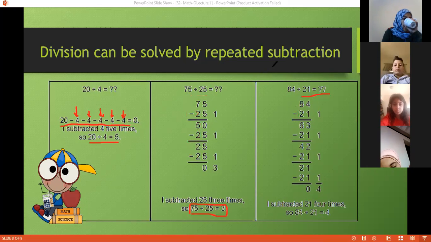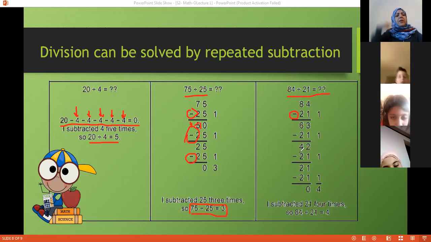42. Very good, it's 42. So I subtract 21 one more time. What do I get? 21. Yes, 21. Minus 21 is? 0. Excellent. So how many times did I subtract? 4 times. 84 divided by 21 equals 4.